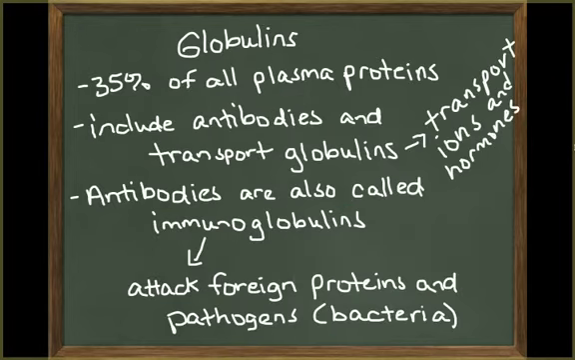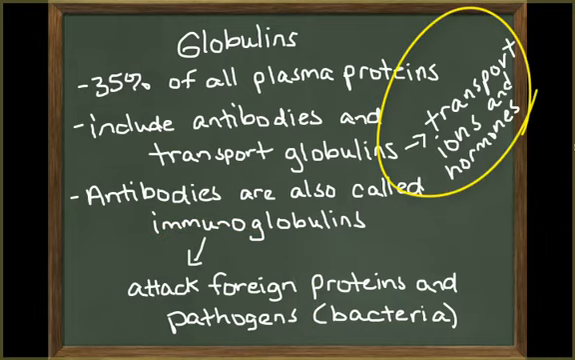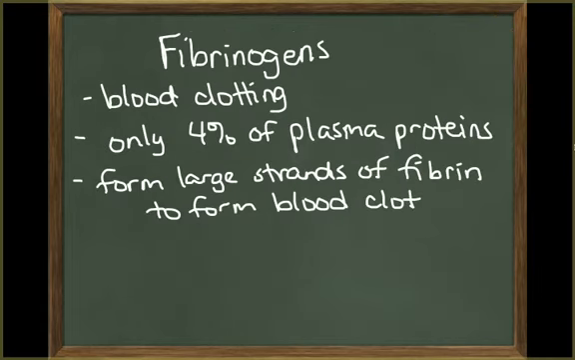Globulins account for 35% of all plasma proteins. 2 important globulins are antibodies and transport globulins. Antibodies, also called immunoglobulins, attack foreign proteins and pathogens like bacteria. Transport globulins bind small ions, hormones, and other compounds.